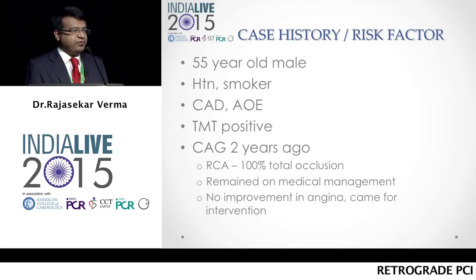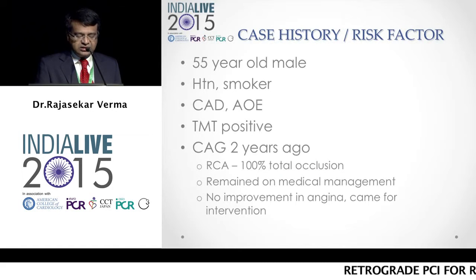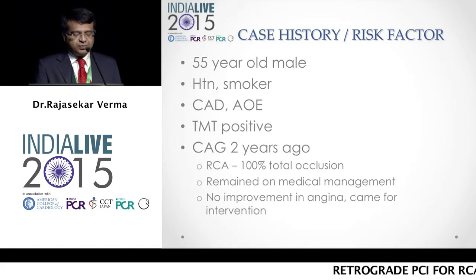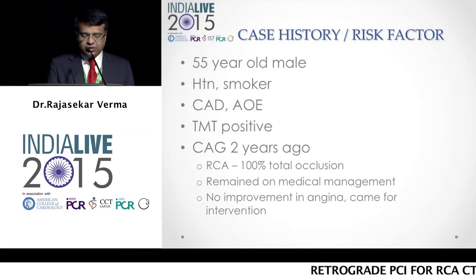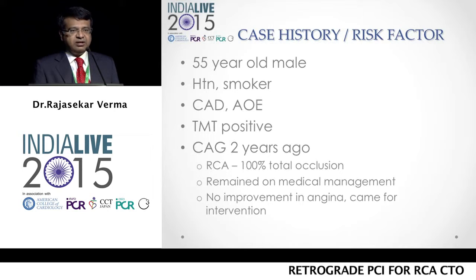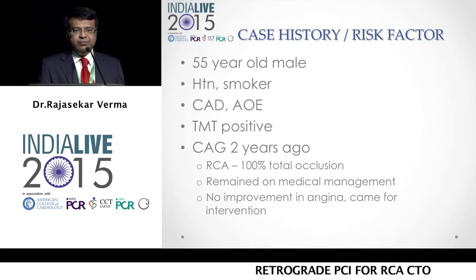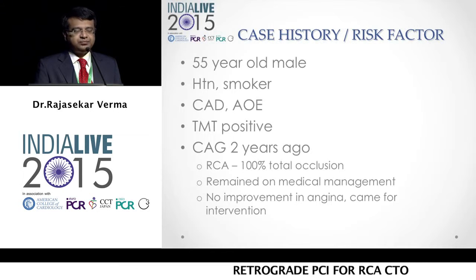My patient was a 55-year-old male, hypertensive smoker who had coronary artery disease with angina on exertion, whose treadmill test was positive, and an angiogram done 2 years prior to this admission showed a total occlusion of the right coronary artery. But at that time, he chose to remain on medical management. In view of the lack of any improvement in angina, he came for an intervention to us.